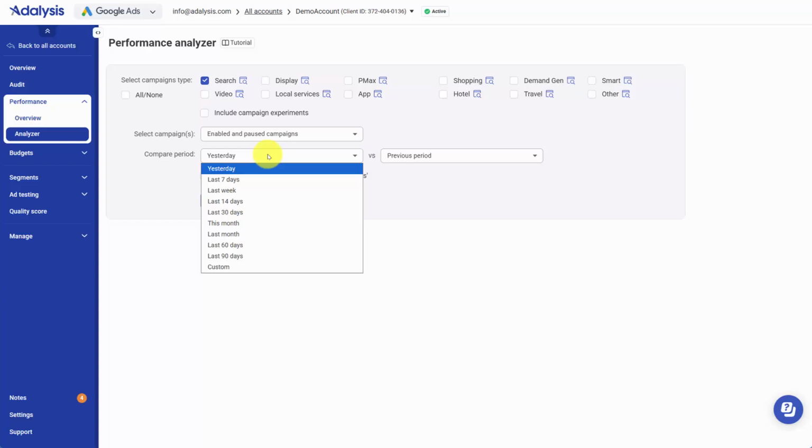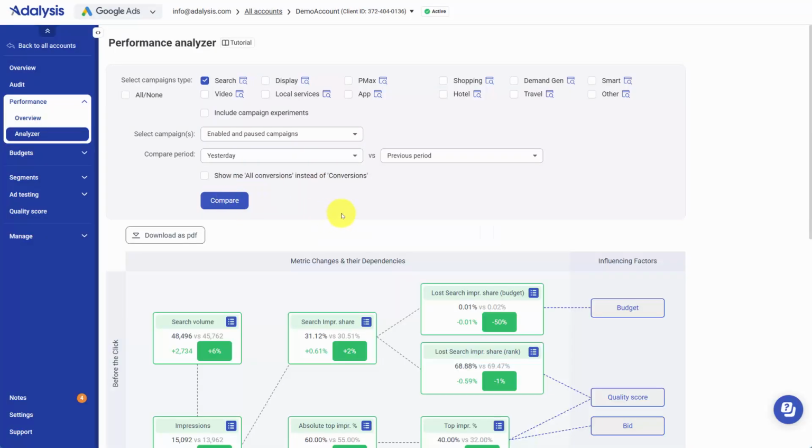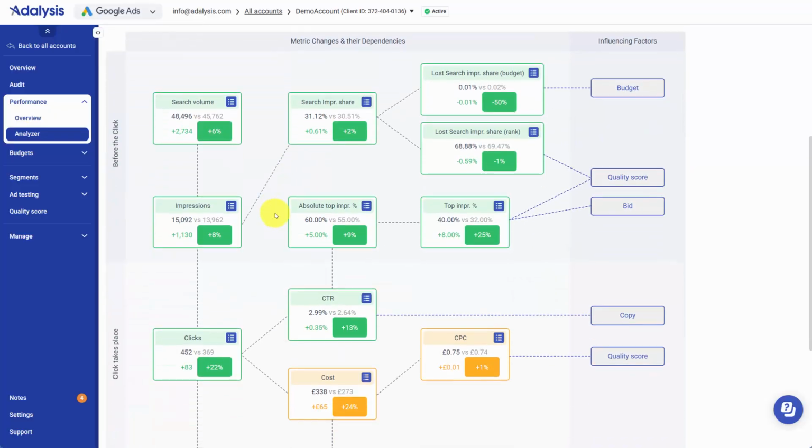Next, we choose our comparison periods. Is it yesterday, last 7, or even a custom date range? Then what should that be compared to? Is it the previous period, same period last year, so year over year trending, or again customized? Then we could see all conversions versus conversion data in the analysis. Then when we compare, we'll see a snapshot of our data and the trend changes.